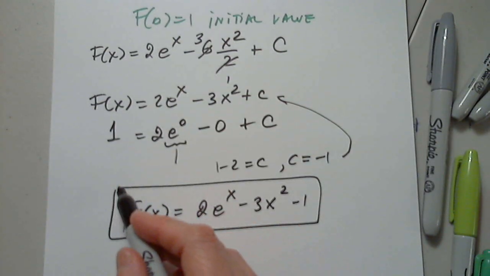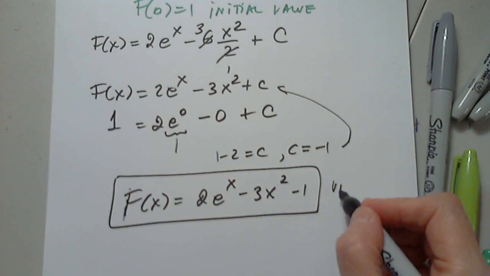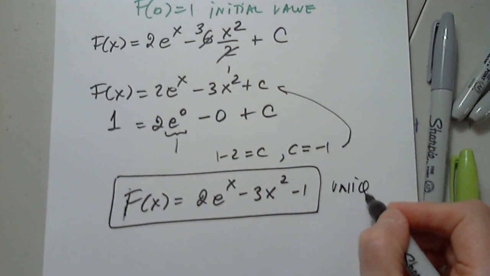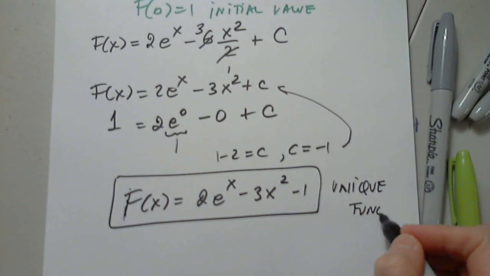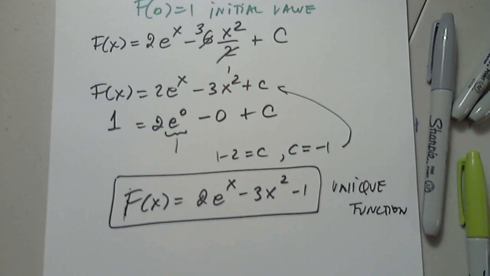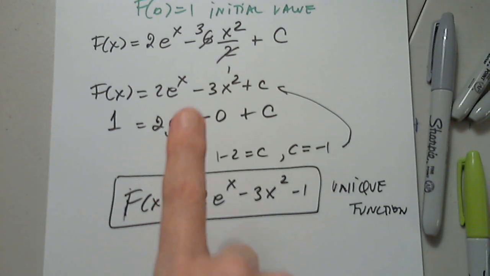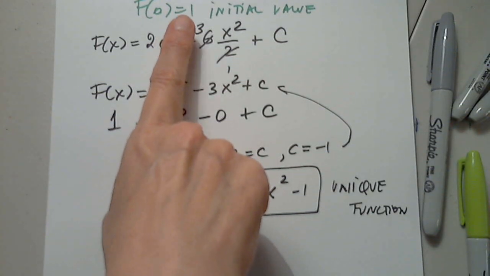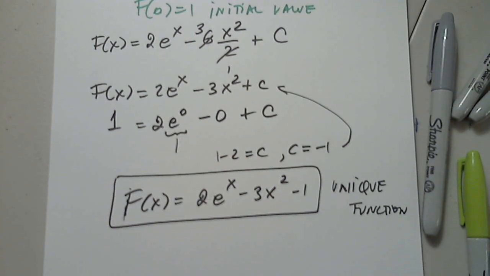And this is not the most general antiderivative, but the unique function that has the same derivative given to us, but also fulfills this condition that f of 0 is 1.